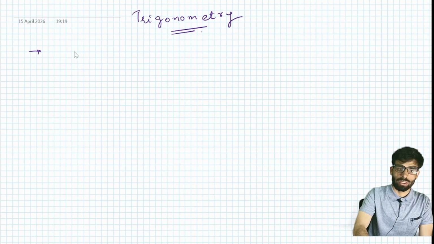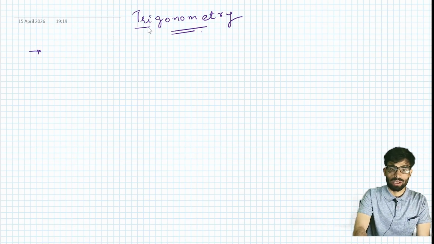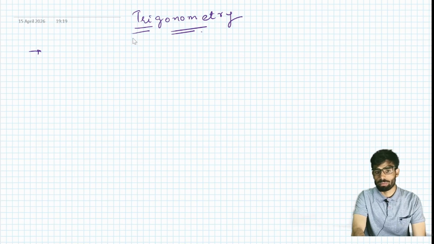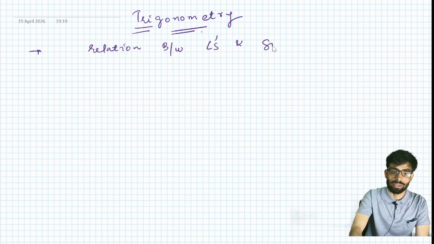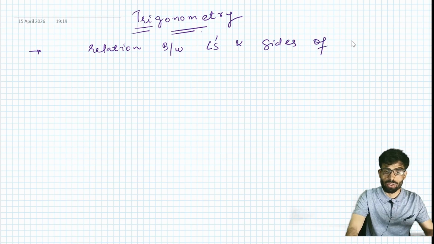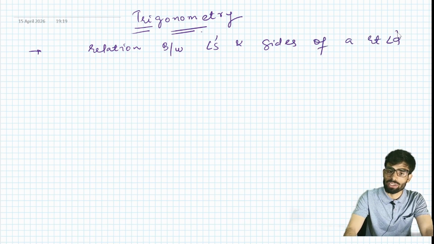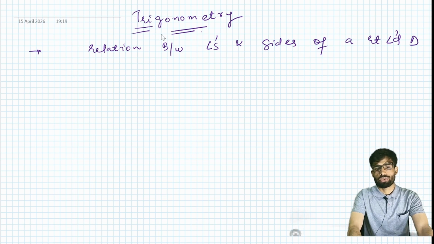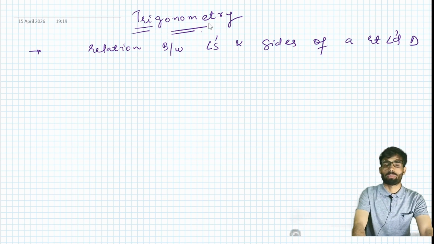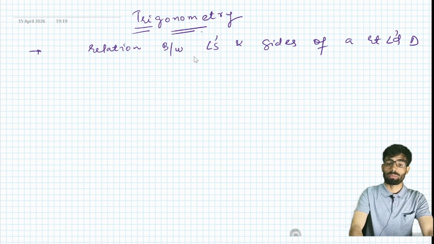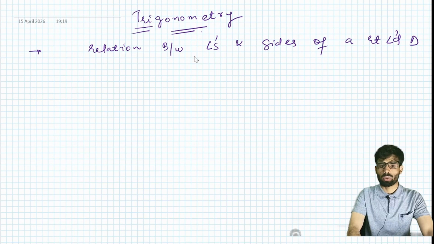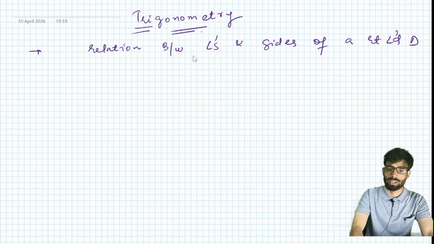In this chapter, what we actually study, as the word itself suggests, is the relation between angles and sides of a right angular triangle. Because tri means three, and metry means the measurement. We have to do the measurement of angles and sides, and look at the relations between the angles and sides.